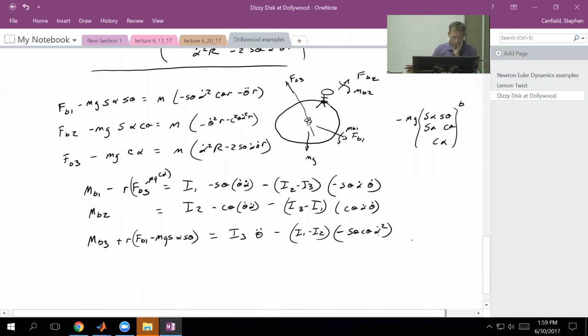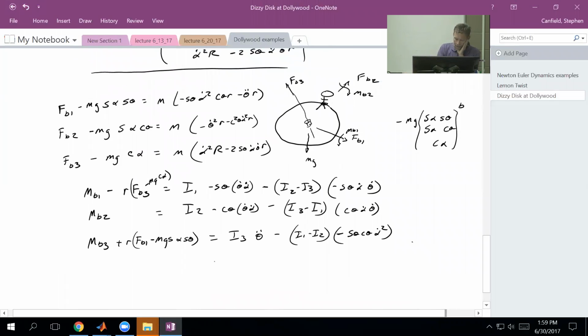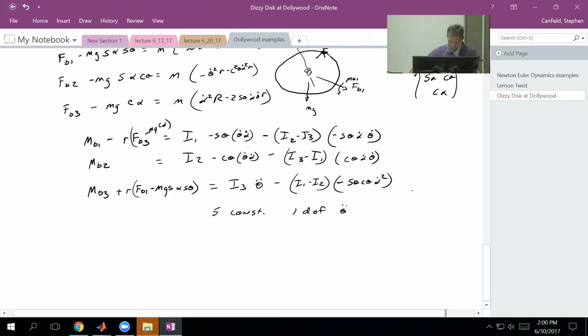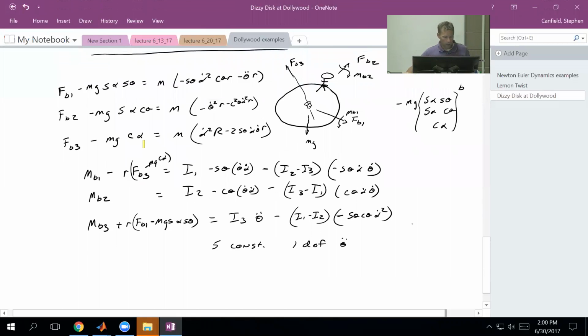All right, there's my three equations. In this problem, I had 5 constraints. 1 degree of freedom, which is my theta double dot. So my unknowns are listed that way. We'll highlight them. I'm going to highlight my unknowns. So I had an FB1, FB2, FB3, theta double dot, which shows up there and here. MB1, MB2, oops, no MB3, get carried away. Here's the FB1 and FB3 again, and there's my theta double dot.